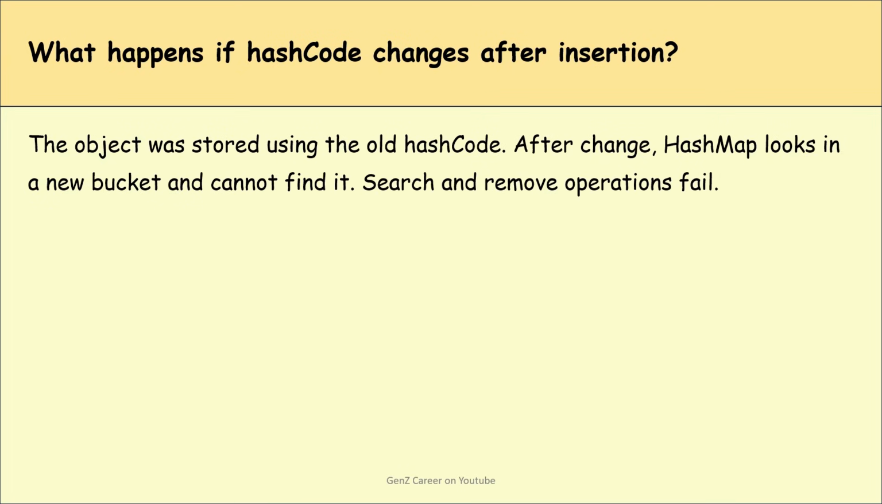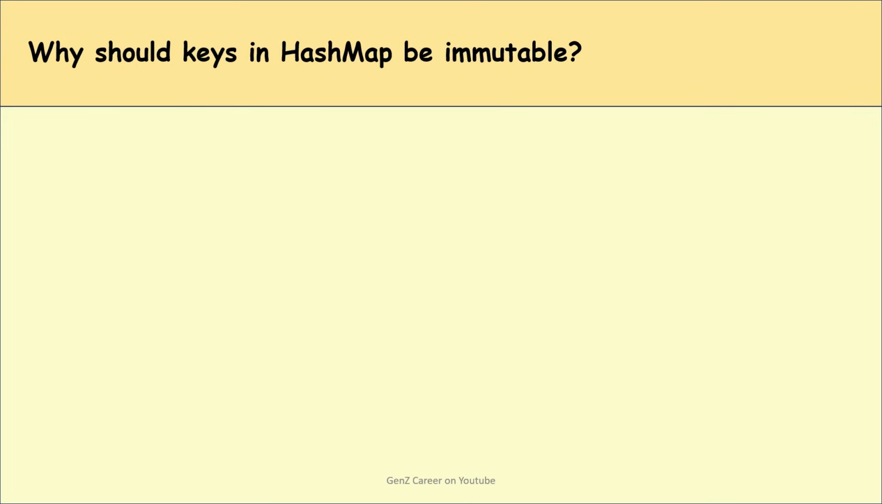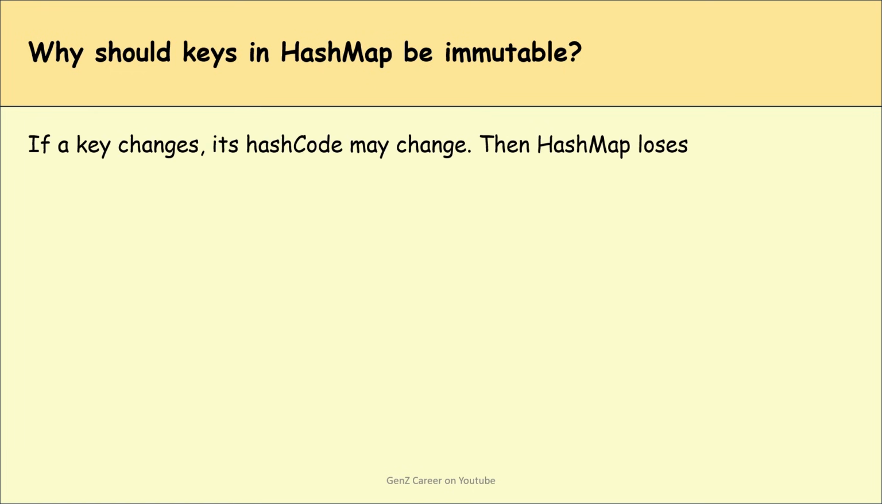Next question is, why should keys in HashMap be immutable? If a key changes, its hash code may change, right? Then HashMap loses track of its location, and hence keys must be immutable.